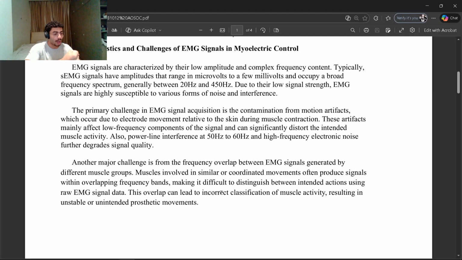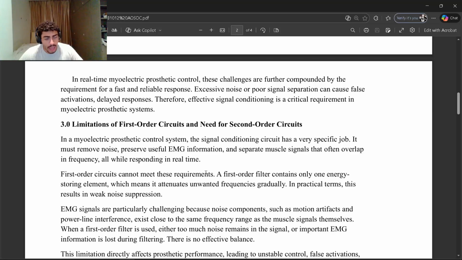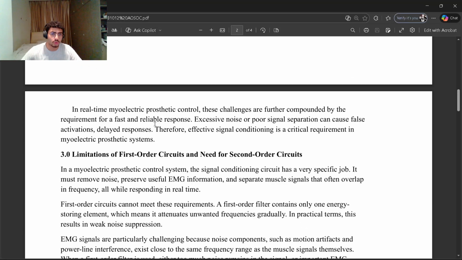Another major challenge is, again using the forearm example, whenever I contract my forearm to move it, I'm also moving 5 fingers, which means moving a lot of muscles in the hand. So the frequencies for the forearm and the hand are extremely close. They're usually in the same frequency band. Muscles involved in similar or coordinated movements often produce signals within overlapping frequency bands, which makes it difficult to distinguish between intended actions using raw EMG signal data. And everything the myoelectric prosthetic control system needs to do has to be done in real time.